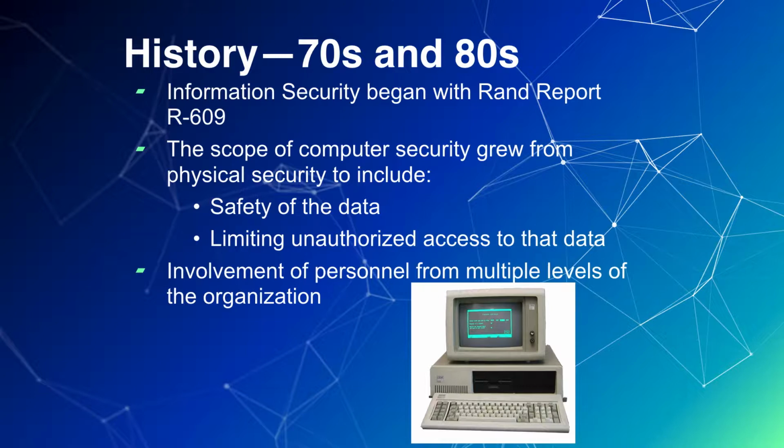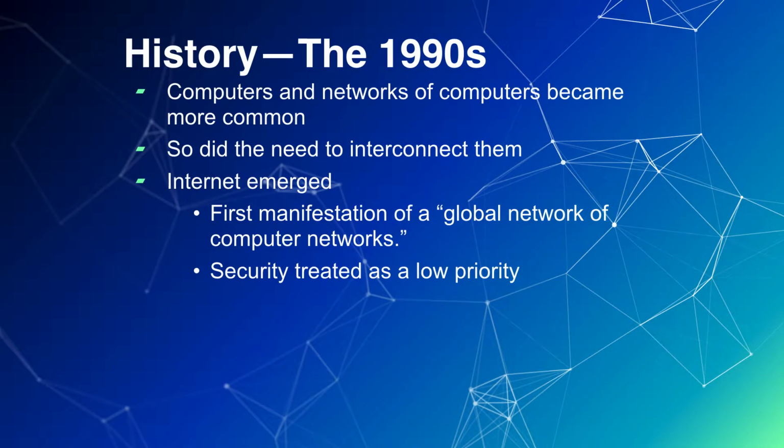The RAND report was the first major government-sponsored report that looked into the scope and importance of computer and data security, not just the safety of the data, but limiting access and making it really a management priority. So computers and networks became more and more common, and they became more and more interconnected. First, we had inter-office connected computers.